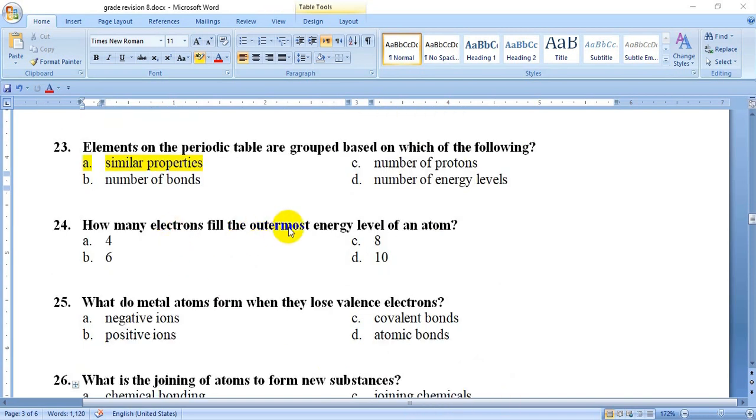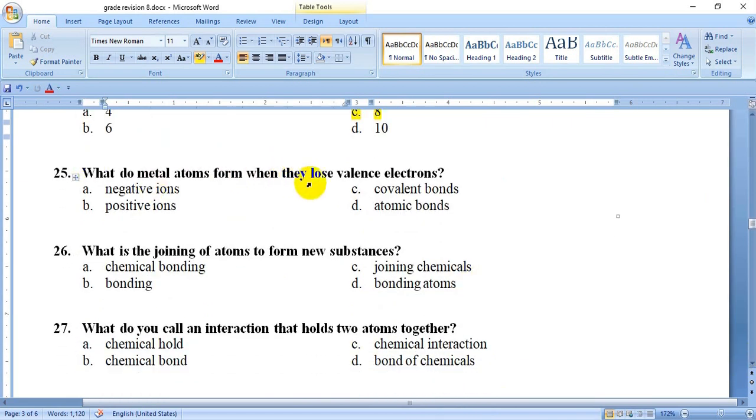How many electrons fill the outermost energy level of an atom? 8. The outermost energy level for most atoms has 8 electrons. How do metal atoms form when they lose valency electrons? Metals usually lose electrons and change to positive ions. What is the joining of atoms to form a new substance? This is called chemical bonding.